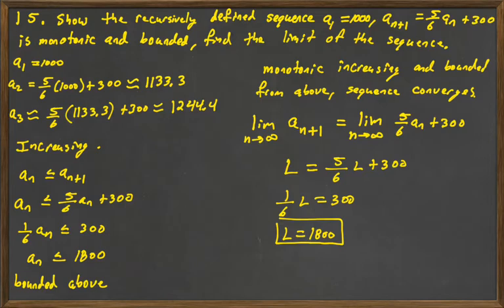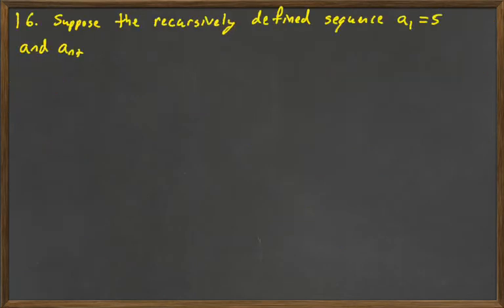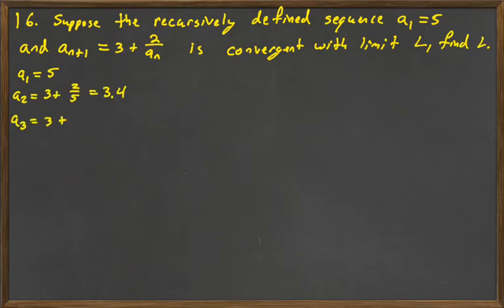Now let's look at another example of a recursively defined sequence, and we'll find a limit. So suppose the recursively defined sequence, a sub 1 is equal to 5, and a sub n plus 1 is defined to be 3 plus 2 over a sub n. And then we're going to make the assumption that it's convergent, and we're going to find its limit.